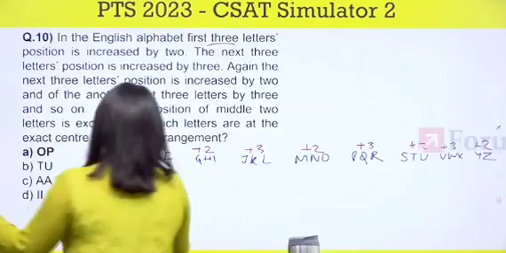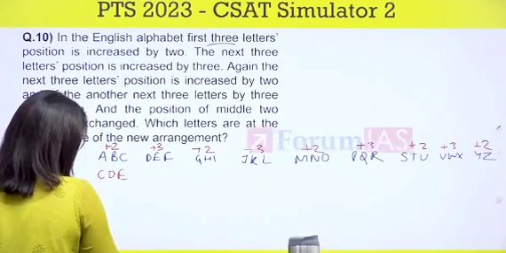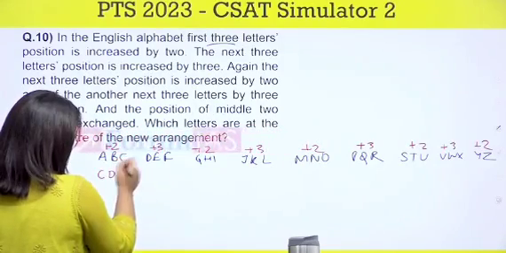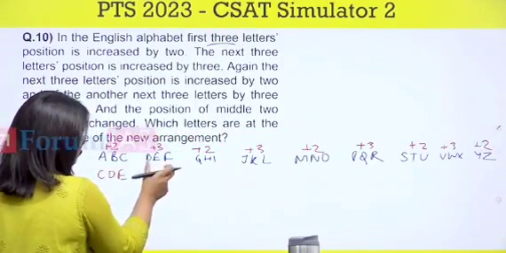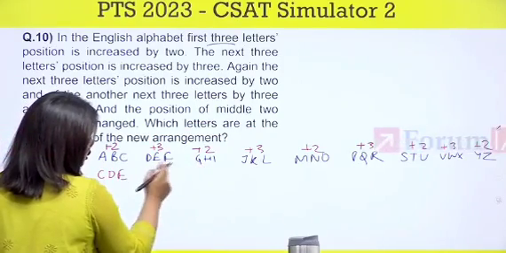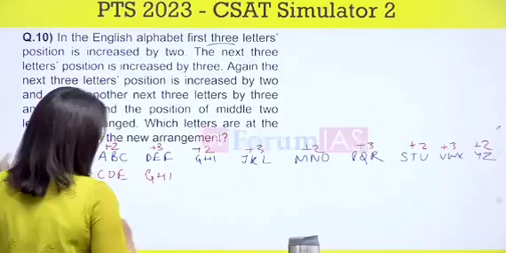Now let's see. A plus 2 is C. So C, D, E, right? A, B, C becomes B, C, D becomes C, D, E, right? And then plus 3, D, E, F, 1, 2, 3. G will be... E will be I. So I just have to copy G, H, I here, right?